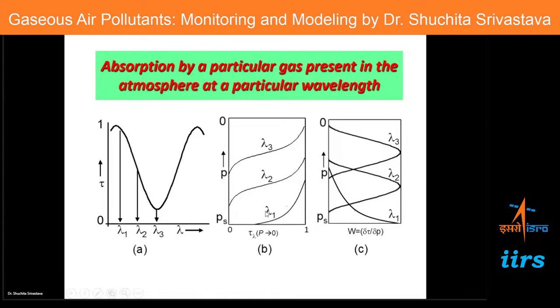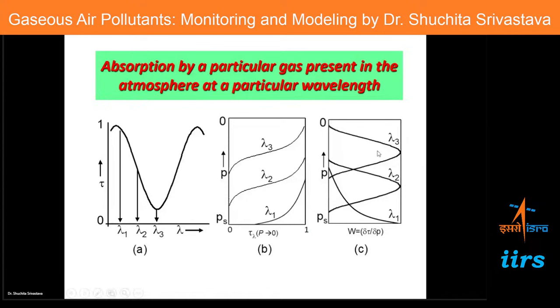and it will be 0. For lambda 3, from here to here, no change is happening in the transmittance value. From the surface to this altitude, there is no change in transmittance. So the rate of change of transmittance will also be 0. After this altitude, change is starting, and then for lambda 3, the rate of change of transmittance with respect to pressure will also increase. Around this region, it will be maximum, and after that, it will decrease and come down to 0. And lambda 2 is an intermediate wavelength, so it will peak at around mid-level, right?